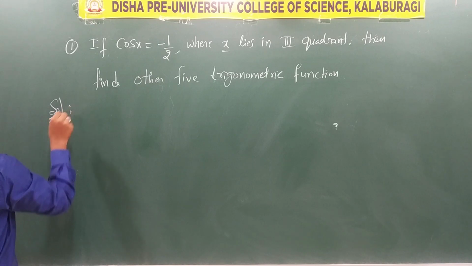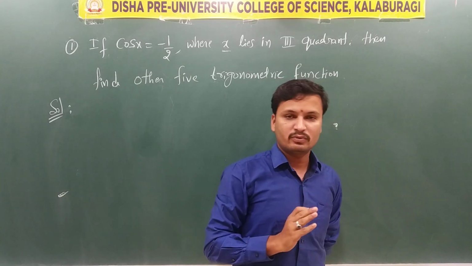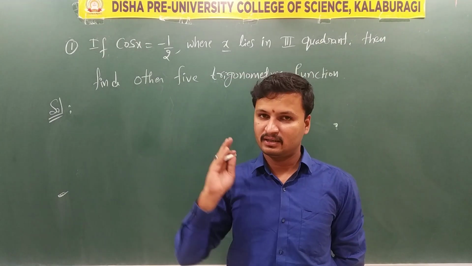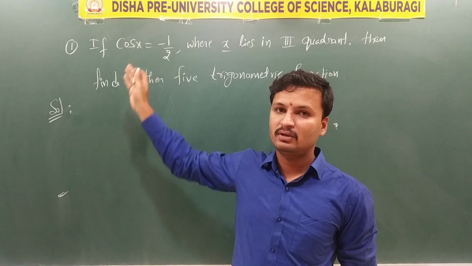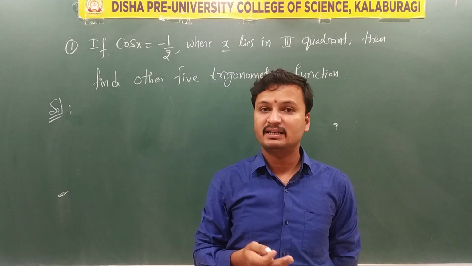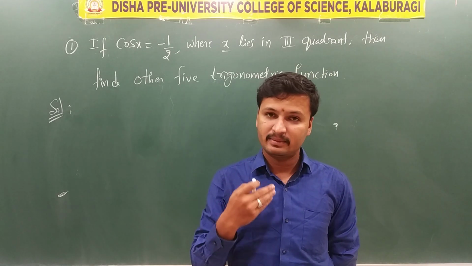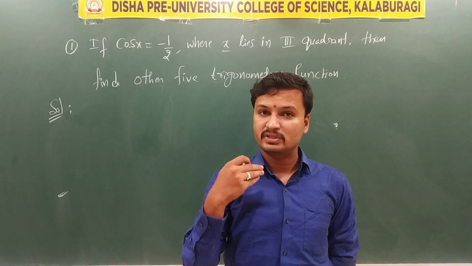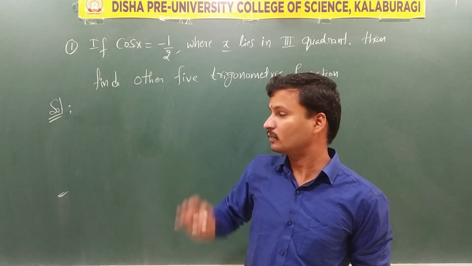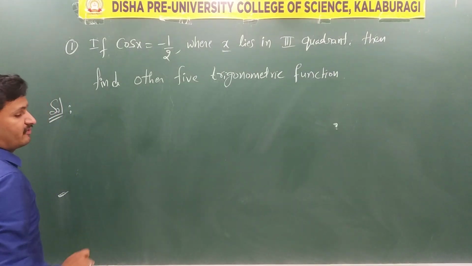So to solve this problem, there are two methods. First, by using the definition of a function, that is a ratio, by using the sides of a triangle. And the second method is by using identities. Basically there are three fundamental identities, so by using those identities we can solve this problem also. We'll see one by one. So first method, by using the definition.